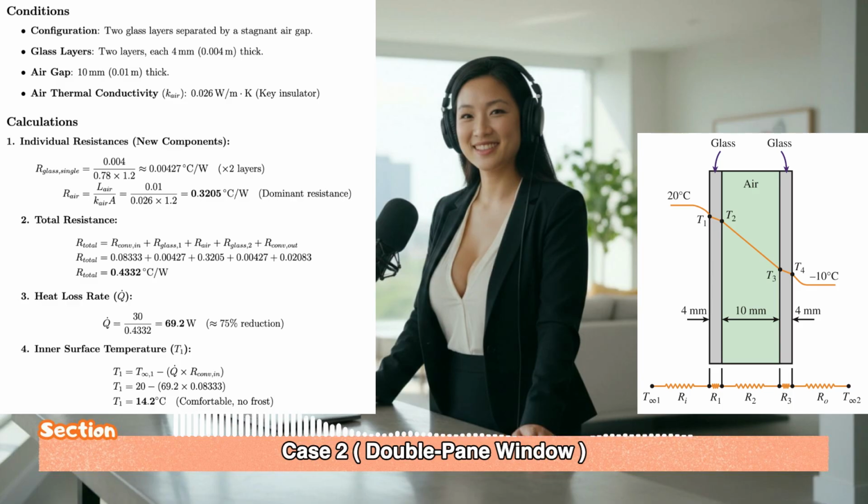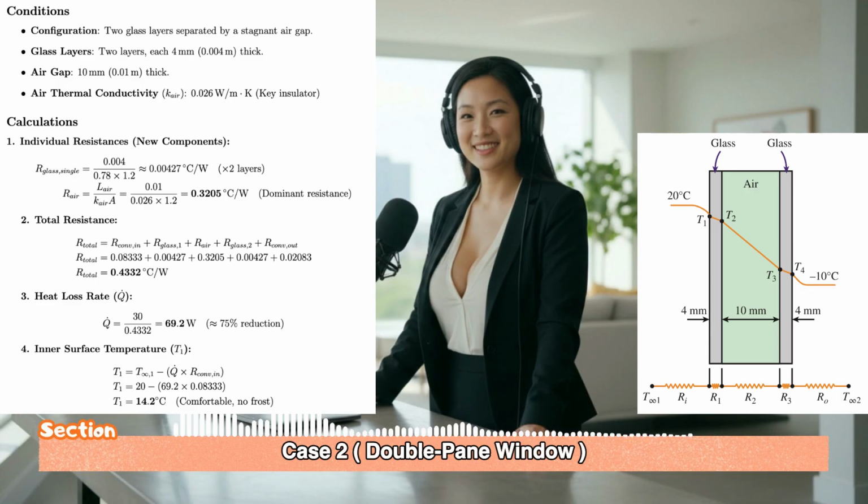So we calculate our air. It's 0.01 meters divided by 0.026 times 1.2. And that resistance alone, our air, is 0.3205 degrees Celsius per watt. Wow. 0.3205. I mean, compare that to the entire single-pane resistance, which was only 0.1127.